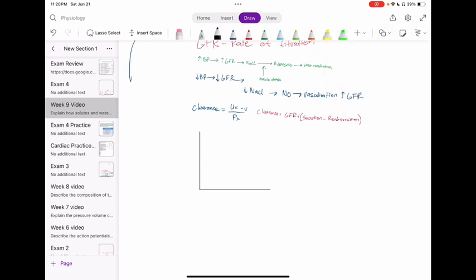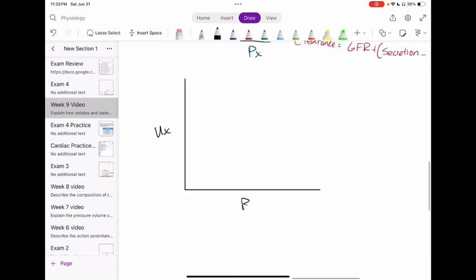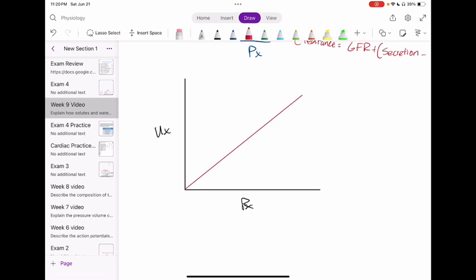So we draw out this graph: urine concentration, protein concentration. So creatinine is a good example of what's happening here, because it is rarely secreted or reabsorbed. In a perfect world, that's exactly what will happen.